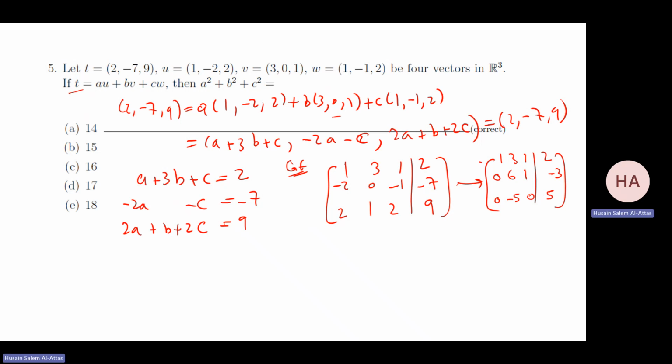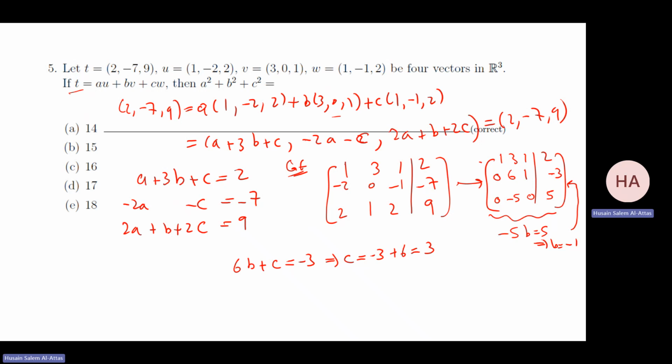Yeah, no need to go more because I have from this one, minus 5B equal 5, so B equal minus 1. Plug it here to get the C. So I have 6B plus C equal minus 3. So I have C equal minus 3 minus 6. So it's plus 6. That will be 3. So C equal 3.